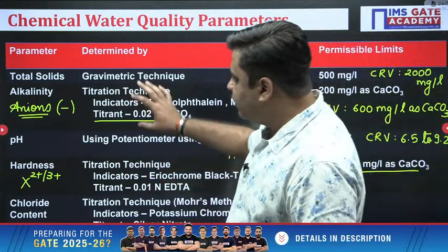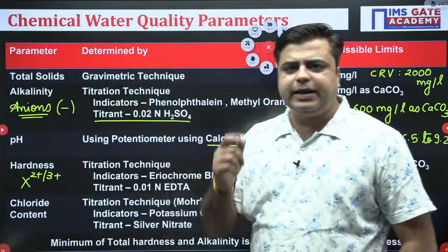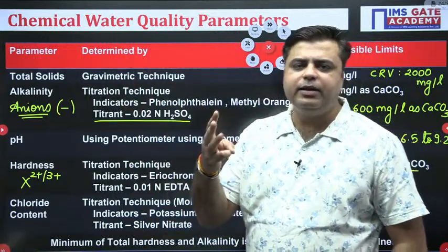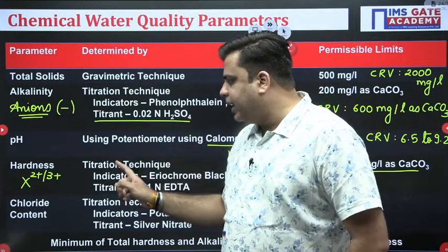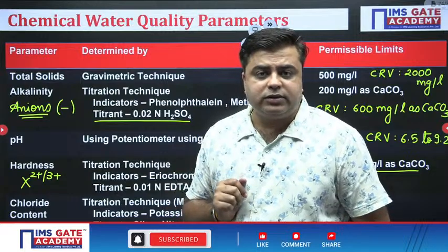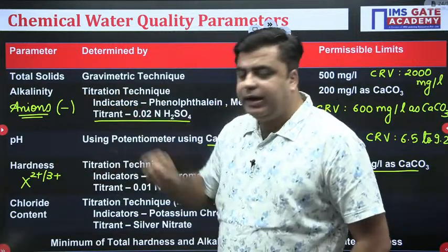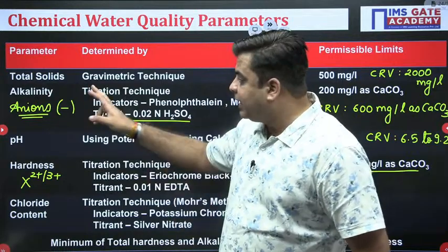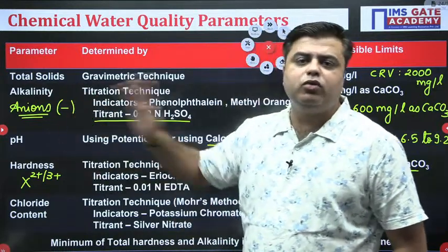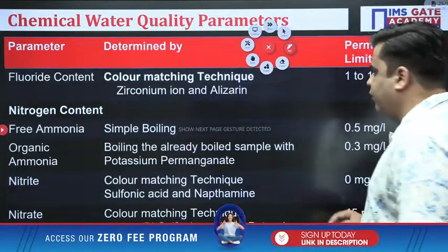One more thing here, alkalinity is of basically three types: caustic alkalinity, carbonate alkalinity and bicarbonate alkalinity. Similarly, hardness will be of two types: carbonate hardness and non-carbonate hardness. The minimum of alkalinity and total hardness will be equal to carbonate hardness. So like that you can also calculate the other values. Okay, moving ahead with this.